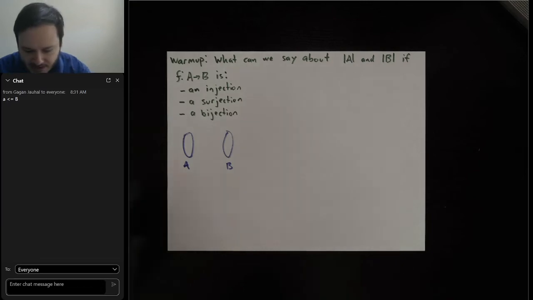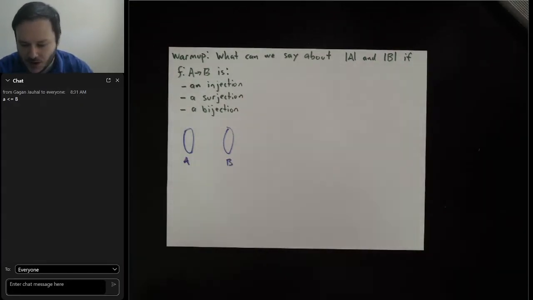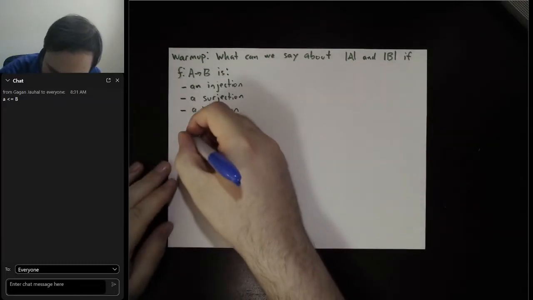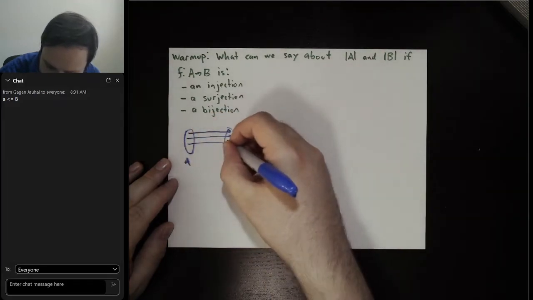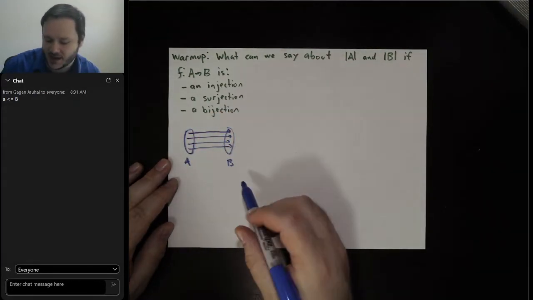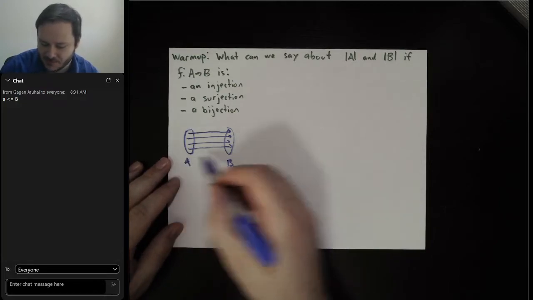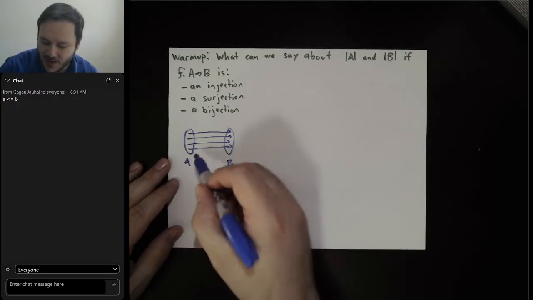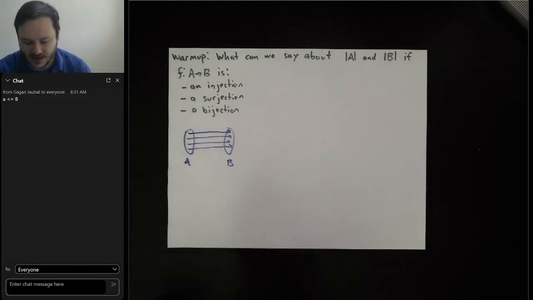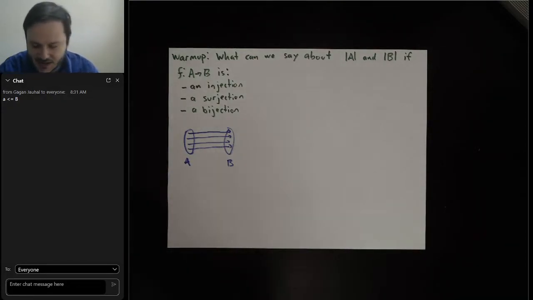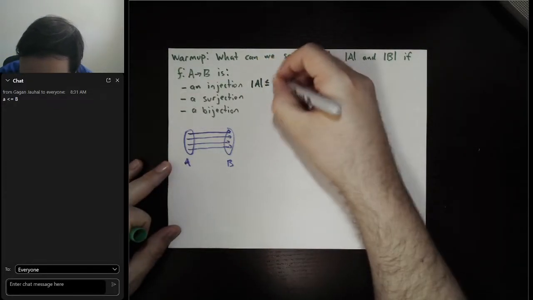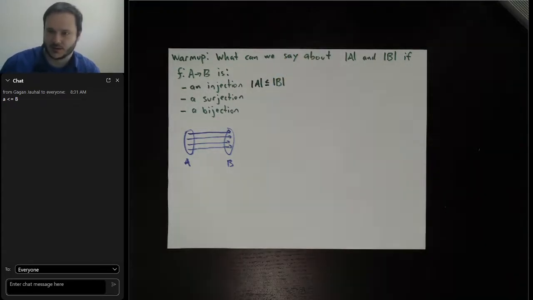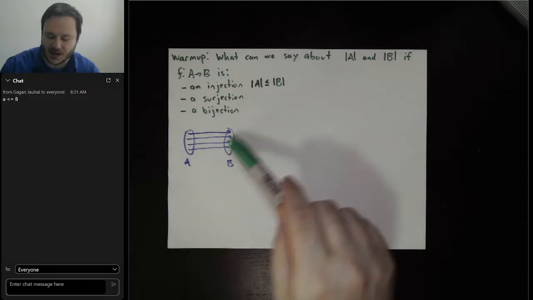Yeah, right. If I can fit everything from A into B one-to-one, if I can line up my elements with the elements in B, it's possible that B has extra elements that nothing maps to. But if everything in A has its own element in B that I can map to, then there must be at least as many things in B as there are in A.